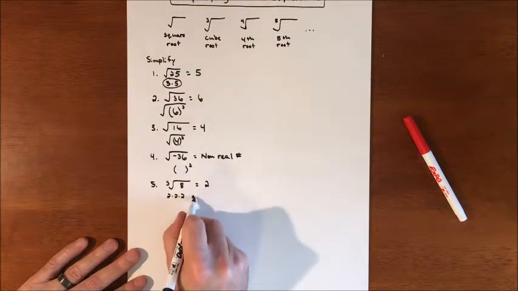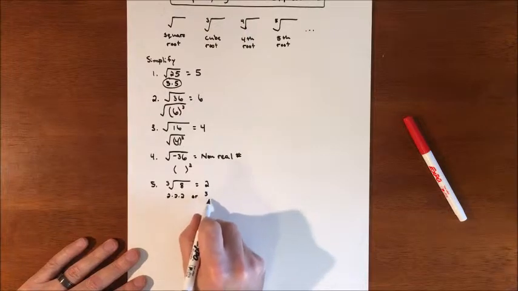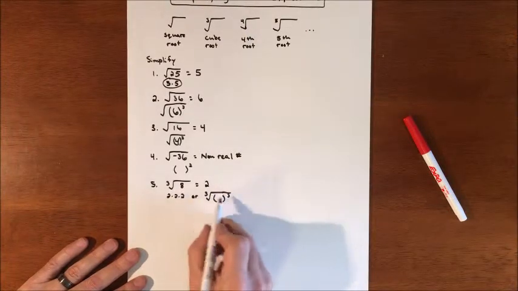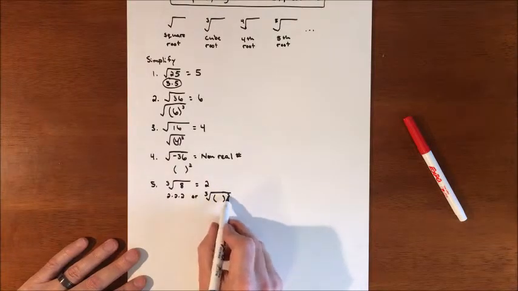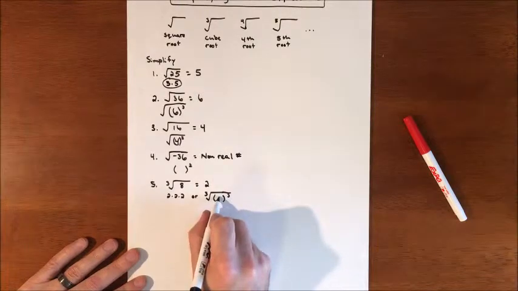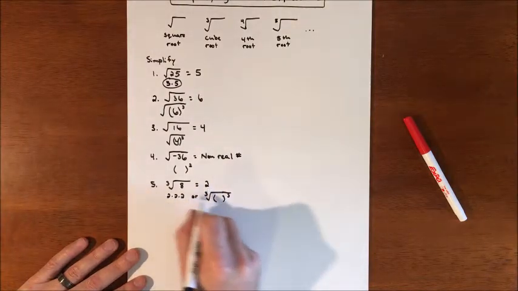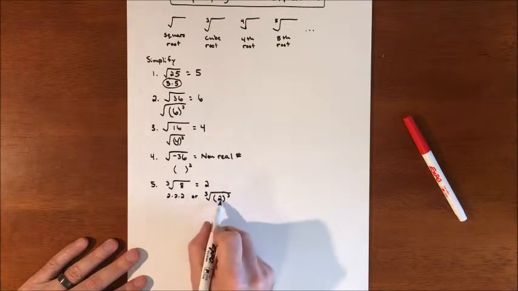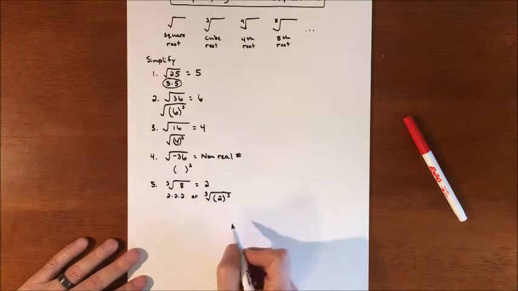You can also think of it as what number cubed, because cubing and cube rooting will undo each other, just like squaring and square rooting will undo each other. So is there a number that you can cube to get 8? Yes. So 3 of the exact same number is 2, so your answer will be 2.